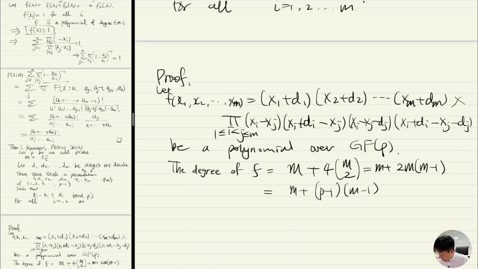Right, and then pm minus... well, yeah, so what is it? Twice m is equal to p minus 1, so p minus 1 m plus m minus p plus 1, right?